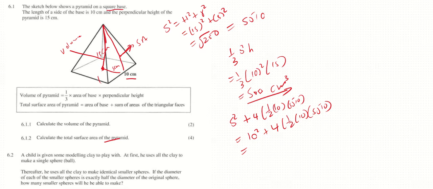So now we have 10 squared plus 4 times 1/2 times 10 times 5√10. So that will give us 416.2 centimeters squared. So that's how we do that.